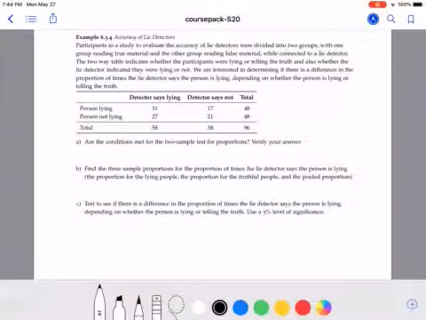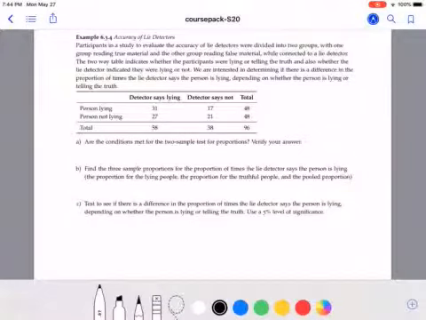Participants in a study to evaluate the accuracy of lie detectors were divided into two groups, with one group reading true material, the other group reading false material while they were connected to a lie detector. This table below gives whether the participants were lying or telling the truth, and also whether they got picked up telling a lie by the lie detector. We're interested in determining if there's a difference in the proportion of times the lie detector says the person's lying, depending on whether they were lying or telling the truth.